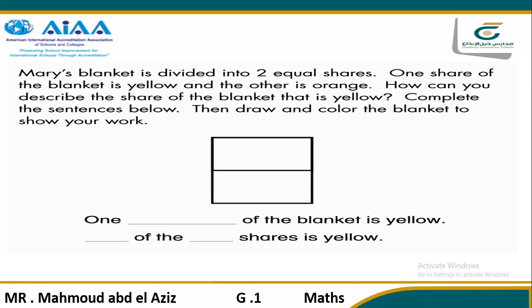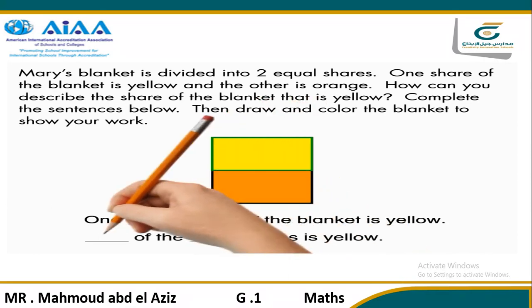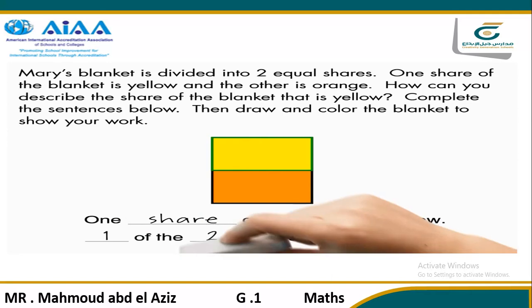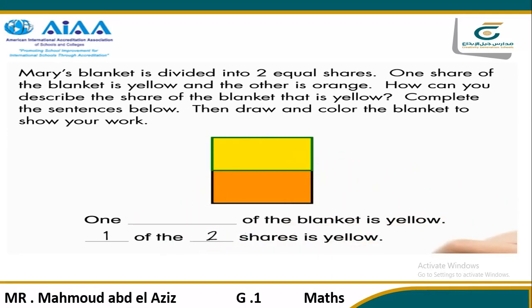Listen and look for students who model the problem by drawing and coloring a picture to show a blanket divided into two equal shares, one yellow and one orange. Then they use their picture to complete the sentences, noting that one of the two shares is yellow. While this is correct, encourage these students to replace their word in the first blank with a word that tells what part of the blanket one share is. If needed, give them the choices of half, quarter, and fourth.